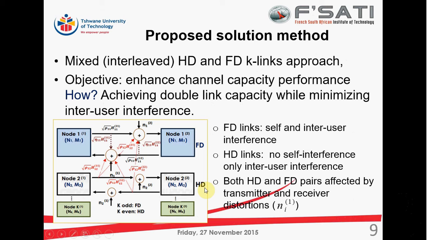The idea is basically the same. Get the advantage of the full duplex links in terms of double link capacity and reduce self-interference by using half duplex links interleaved between full duplex links. Okay.